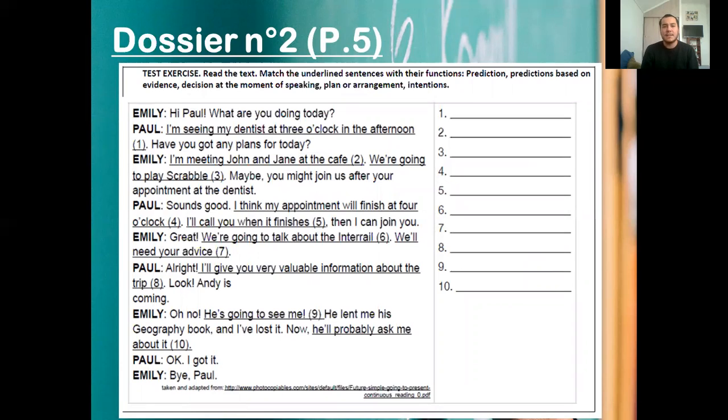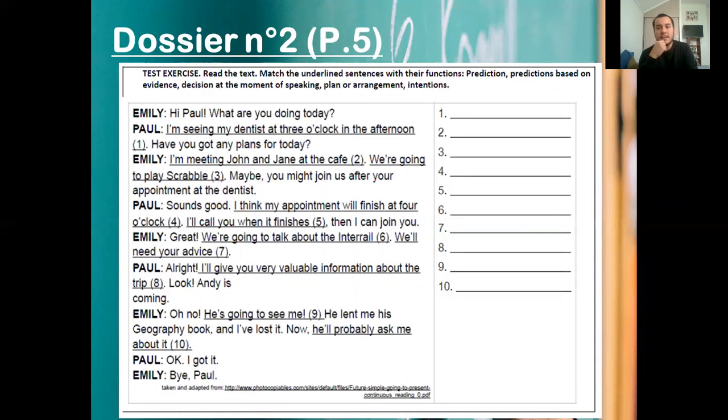The instruction says, read the text, match the underlined sentences with their functions. They can be predictions, general predictions, predictions based on evidence, in this case, present evidence, decisions at the moment of speaking, plan or arrangement, which are synonyms, and general intentions, okay? So let's see the examples.